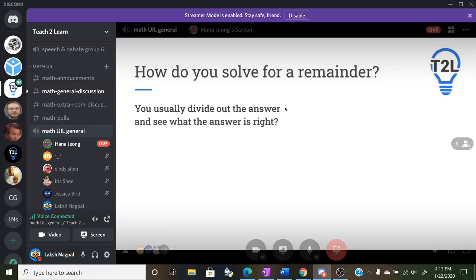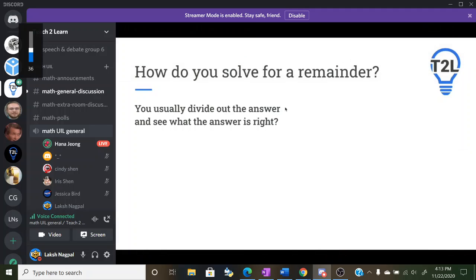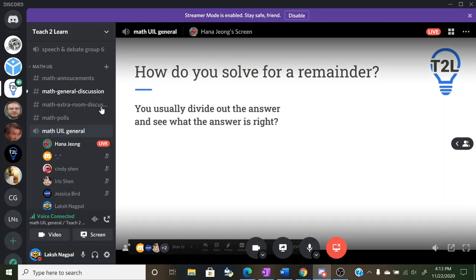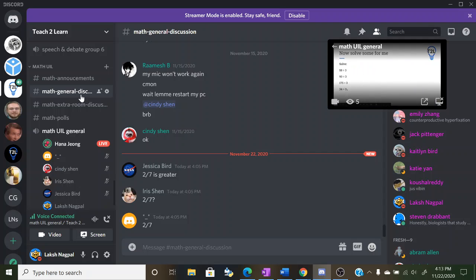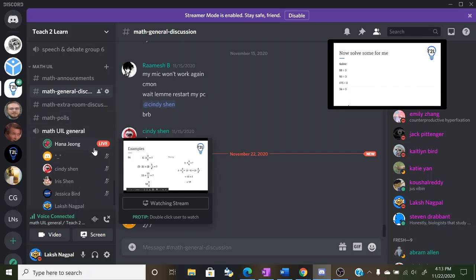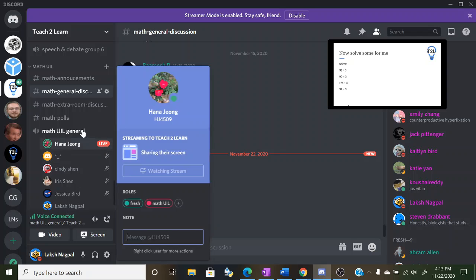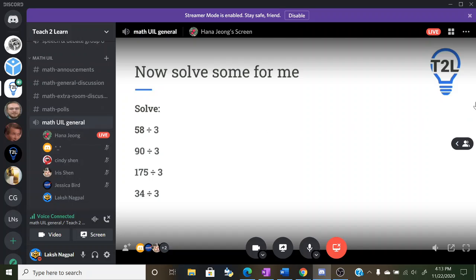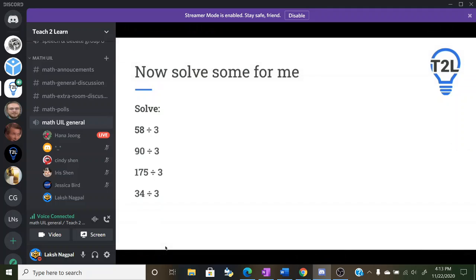Okay, so how do you solve for a remainder? Well, you usually just divide out the answer and then see what the answer is, and the remainder is just the leftover numbers. So here, let's just try normally solving these. Yeah, so just type the remainder in the chat for all of them, and just normally.